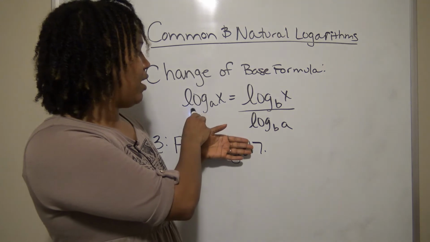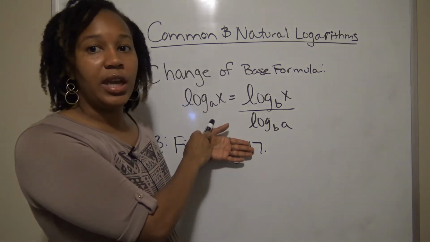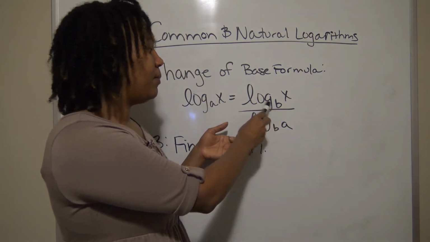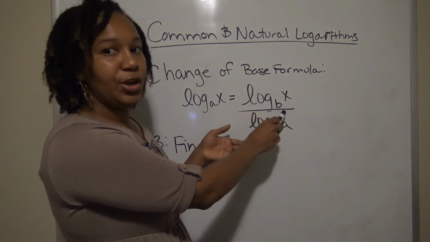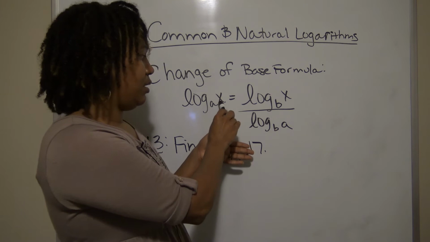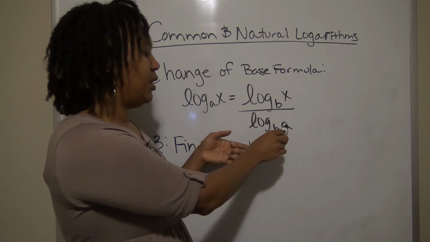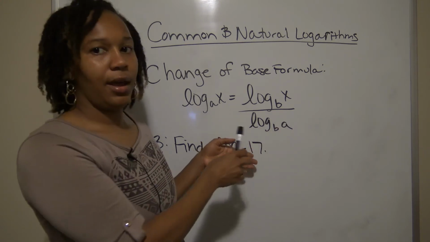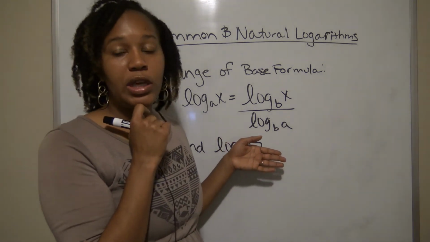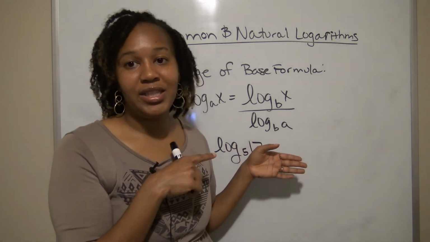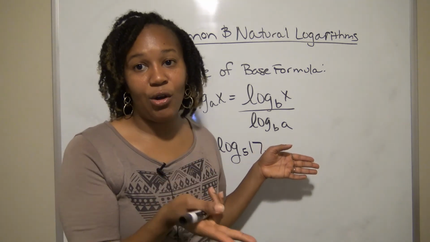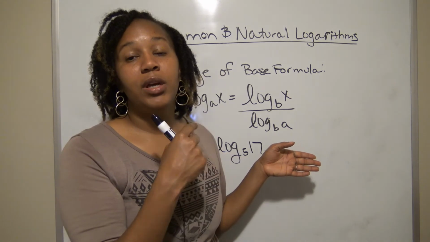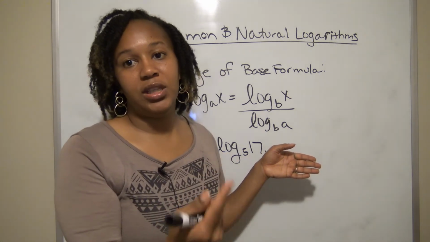It says if you have log base a of x, you can change it to any base you want, which is your new base b, by writing it as log base b of x, the argument, over log base b of a, your new base of your old base a. So usually if your calculator only has base 10 or base e, common log or natural log, then you'll want to change any other base to be in a format where it has base 10 or base e.